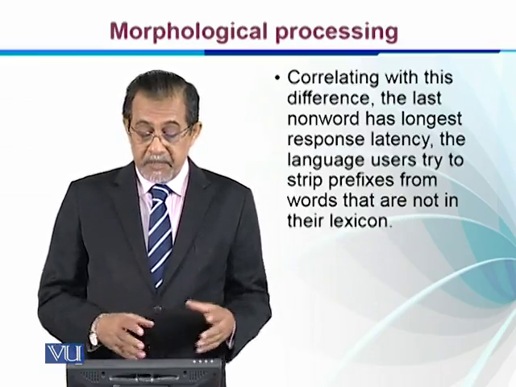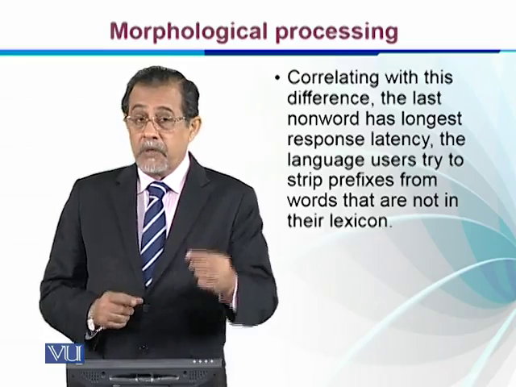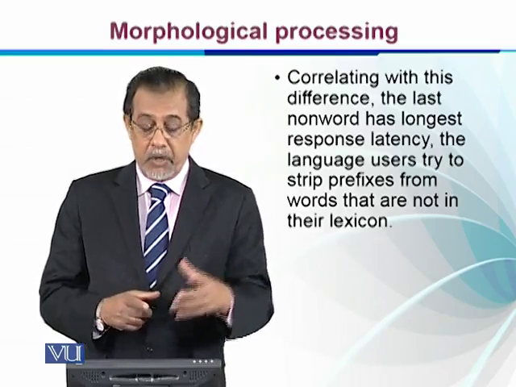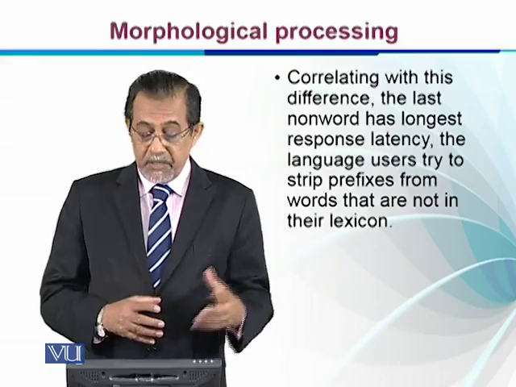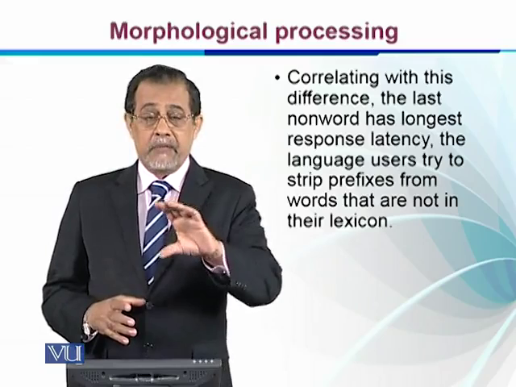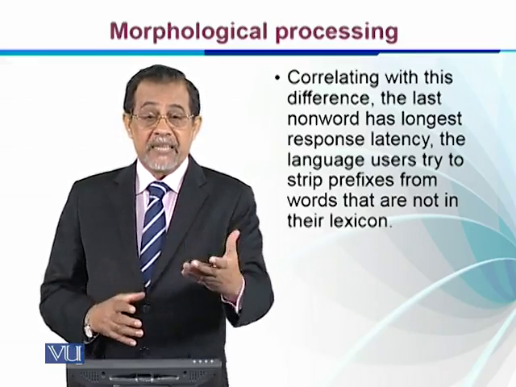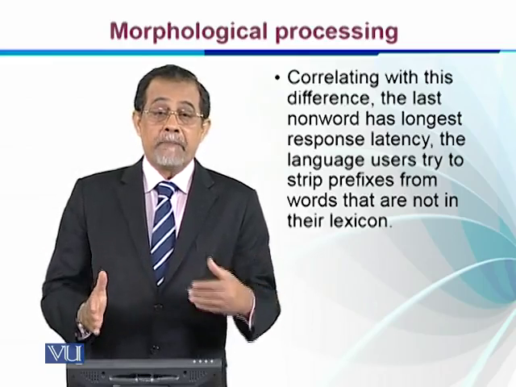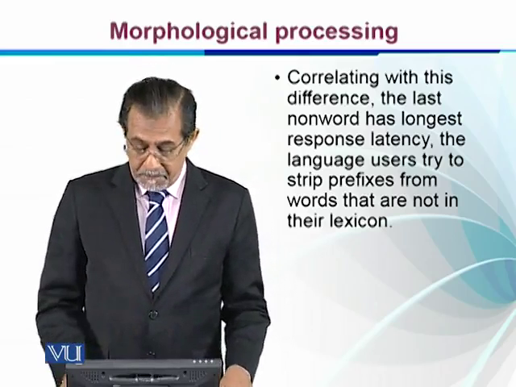Correlating with this difference, the last non-word has the longest response latency. So, there was a longer duration to recognize this non-word. The language user tried to strip prefixes from words that are not in their lexicon. So, it took the language user time to disaggregate the prefixes, which are not generally found there. So there was response latency in this regard.